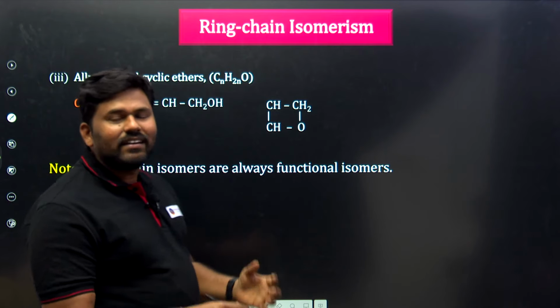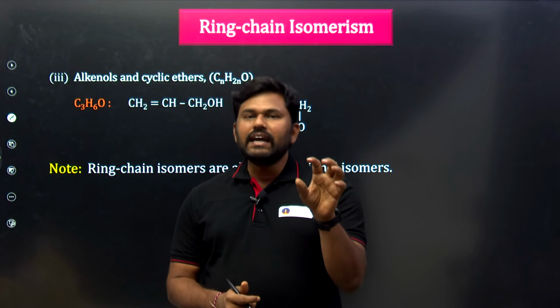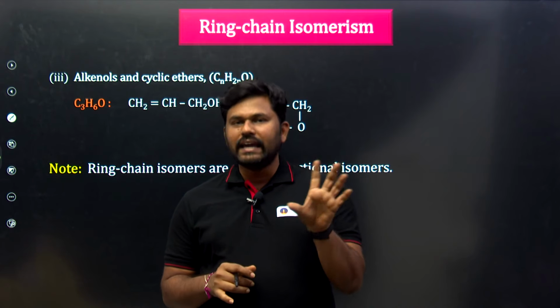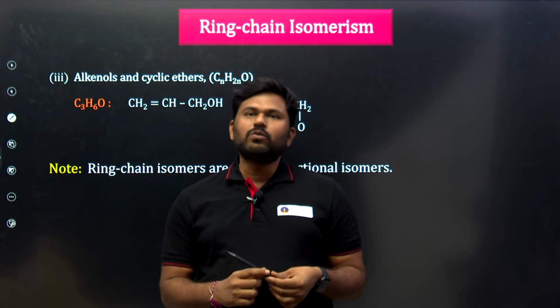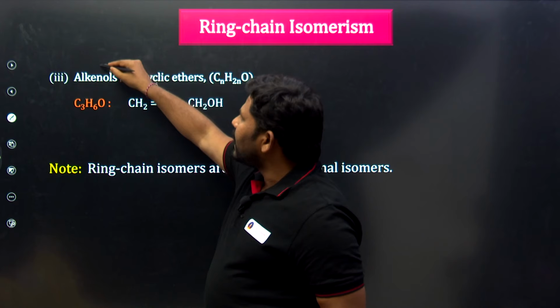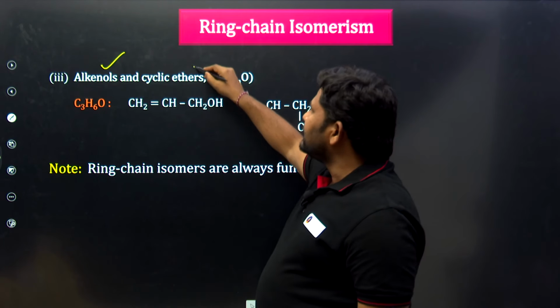Alkenols, enol, in that name only there. Enol: en means what? Double bond. Ol means what? OH group is there. Enols, alkenols, and cyclic ethers.